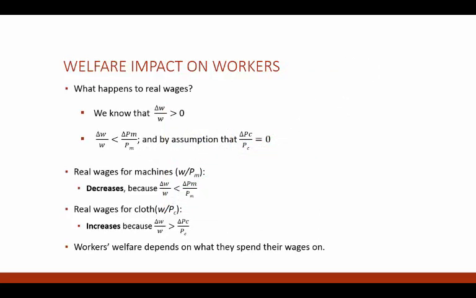What does this mean for the welfare of workers, or the owners of labor in the US? We investigate this by looking at the impact on real wages for both goods. First, we know that for machines, real wages have fallen because the price of machines has increased by more than workers' wages have risen. Second, for cloth, we conclude that real wages do rise, since there is no change in the price of cloth, yet workers' wages have increased. So ultimately, whether trade is beneficial to owners of labor in the US depends on what workers spend their incomes on.